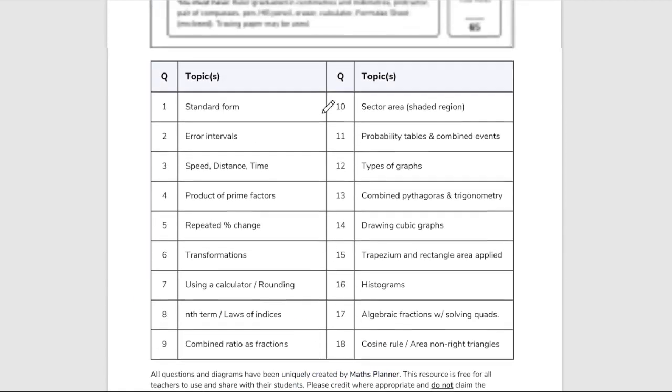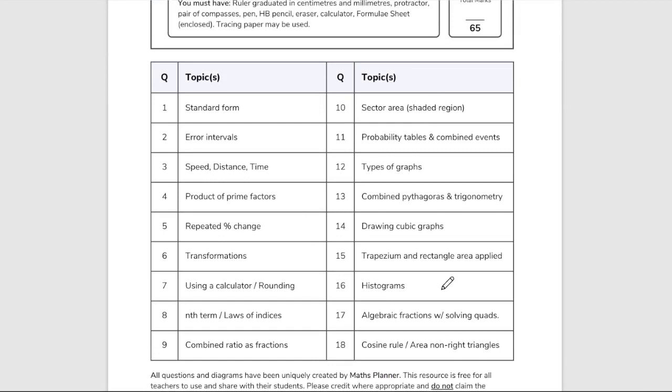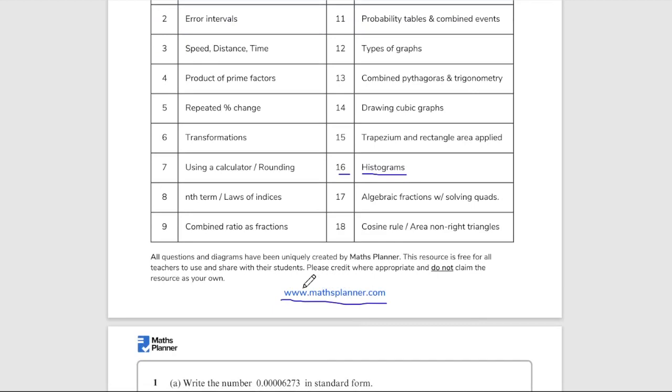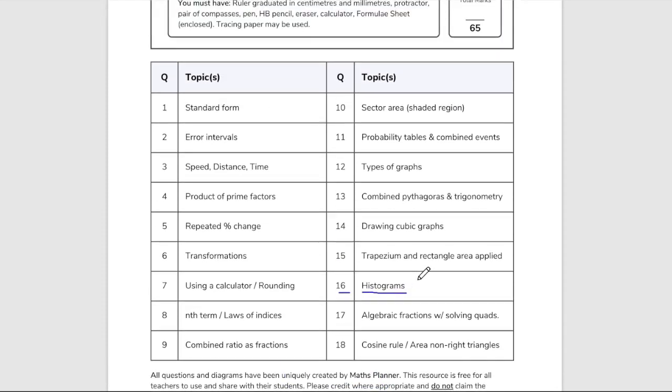Final point I would just say, if you find any of those questions particularly challenging, so for example, question 16, that topic was histograms. So that's your specific revision rather than your exam revision. And I'm sure you could link that up. I'm sure Maths Planner would have some great revision material available on there on specifically histograms if you wanted to just look at topic specific revision.